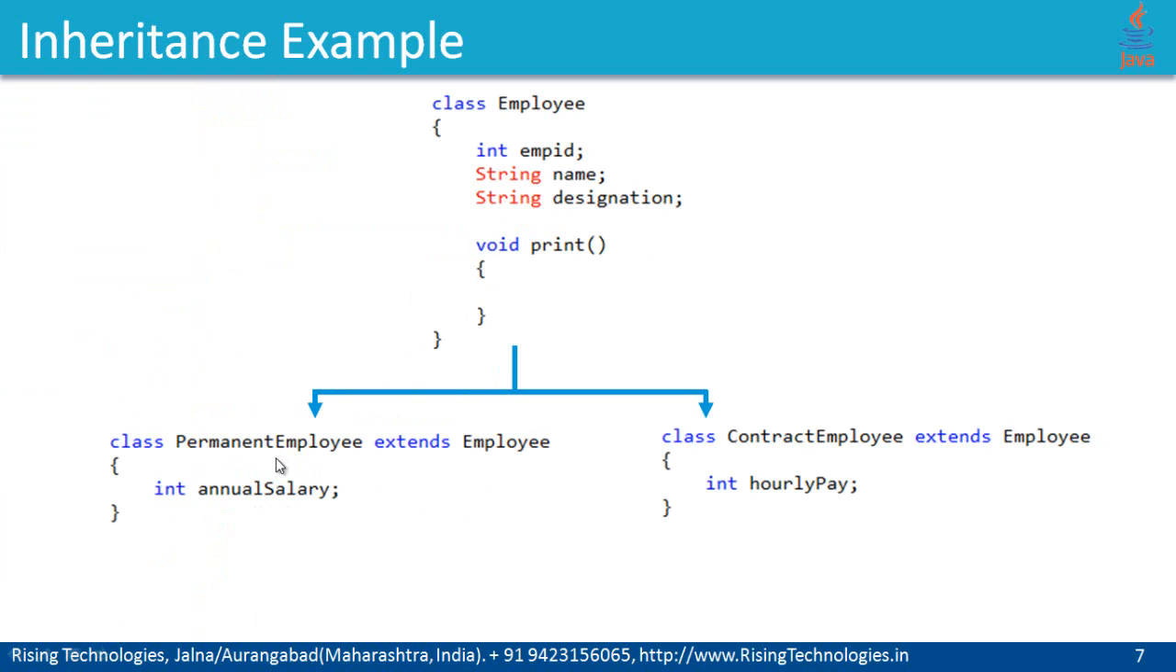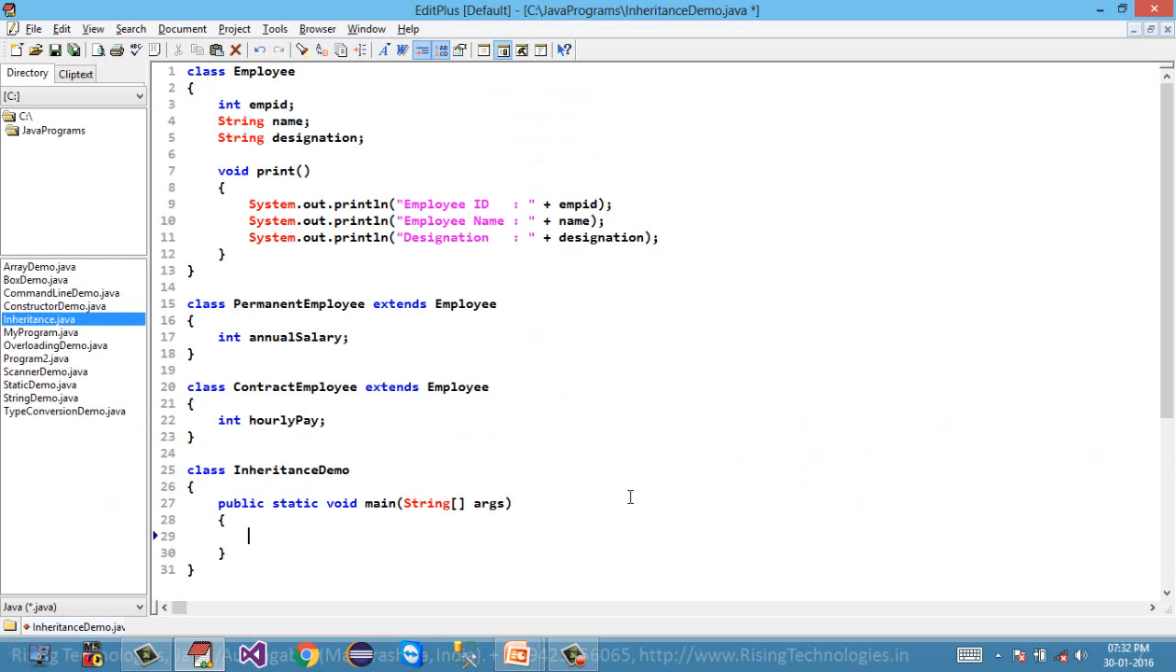That means an instance of permanent employee class is going to have ID, name, designation, print method, plus this annual salary. Similarly, if I create an instance of this contract employee class, that instance is also going to have ID, name, designation, and this hourly pay salary. Now let's create an instance of this permanent employee class. Let's name it PE equals new permanent employee.